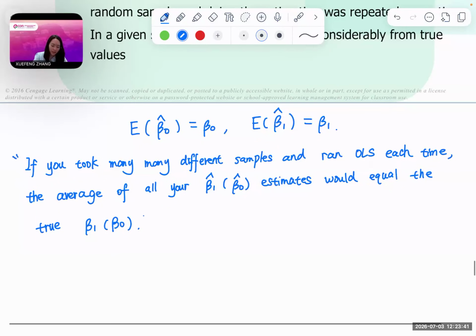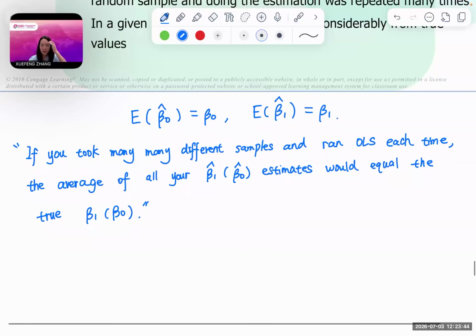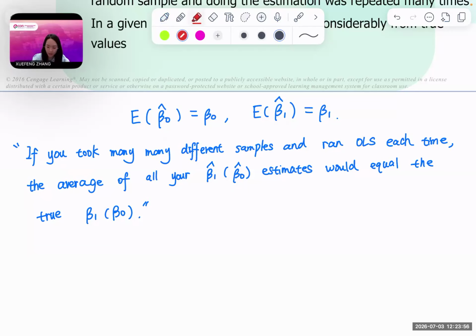Okay, it means if you take many different samples and run OLS each time, the average of all your beta 1 hat or beta 0 hat estimates would equal the true beta 1 or beta 0. So there's no systematic overestimate, no systematic underestimate, okay? No overestimate, no underestimate. You're centered on the truth.